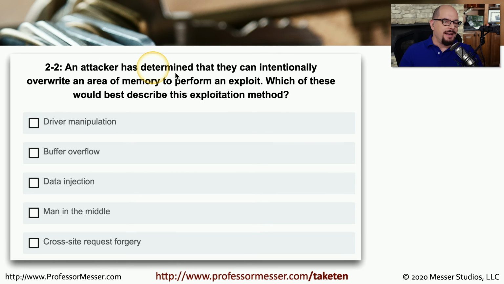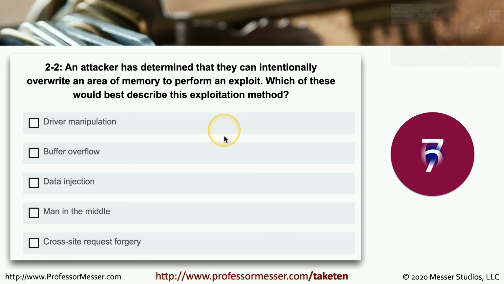Question 2. An attacker has determined that they can intentionally overwrite an area of memory to perform an exploit. Which of these would best describe this exploitation method? Would that be driver manipulation, a buffer overflow, data injection, man in the middle, or cross-site request forgery? The answer in 7 seconds.